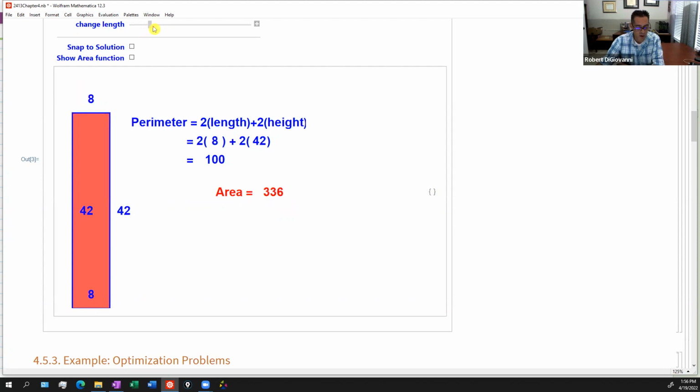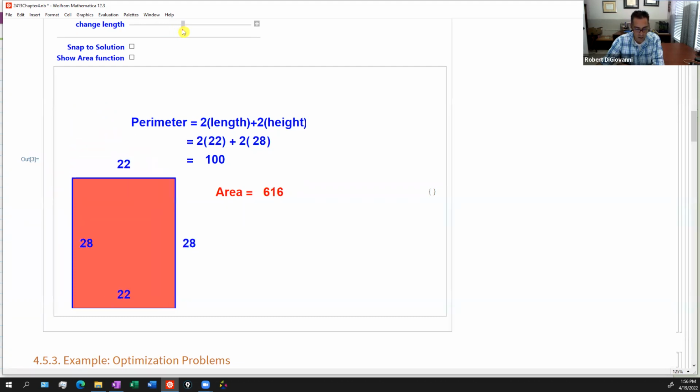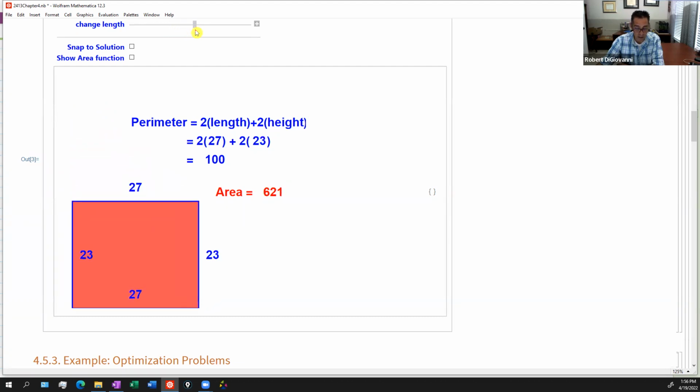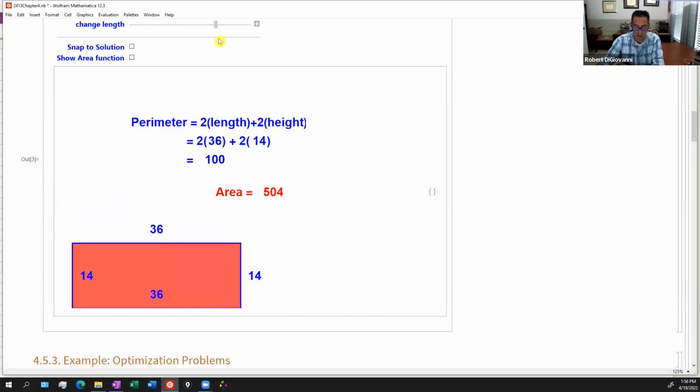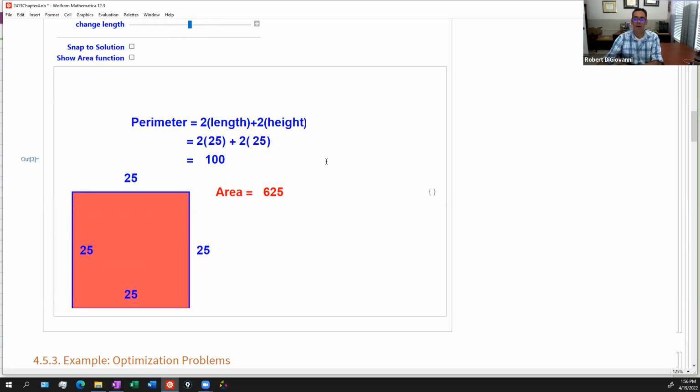So how do I build it to get the most area? Keep an eye on this number, 400, 481, 500, 600, oh, 625, and then it starts to go down. You see? It looks like the best way to build it is that right there, which is a square, right? To get the most area, it looks like I need a square.